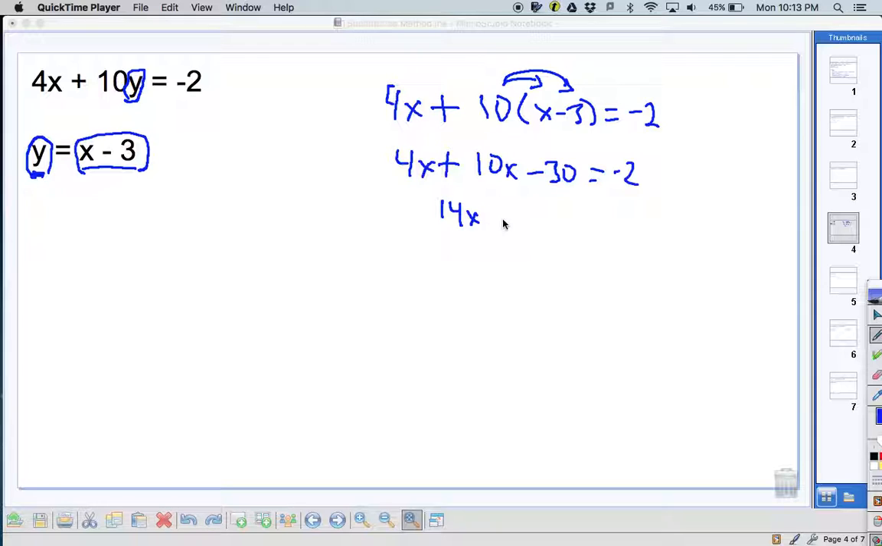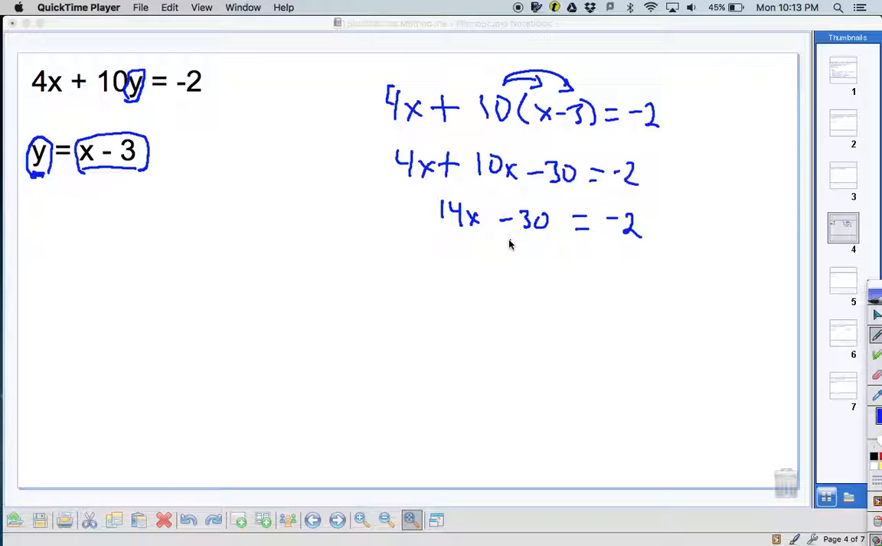I still have this minus 30. I haven't done anything with it. I still have my equal sign. Equal sign doesn't move. It always stays in the same place. And I still have a negative 2 on the right-hand side. Okay, so I'm looking at the left-hand side. I see a 4x. I see a minus 30. These are unlike terms, so I can't do anything else on the left-hand side.